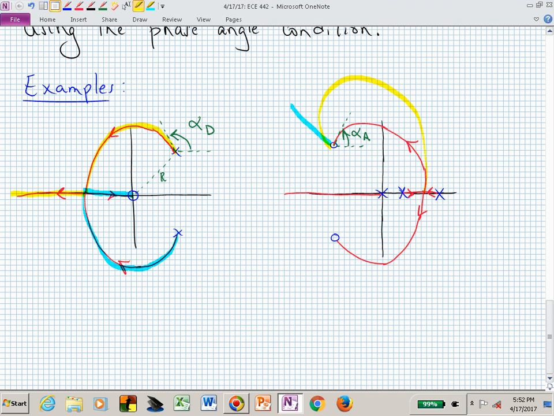Thought somebody was commenting on my curves. Okay, any other questions on these root locus diagrams?